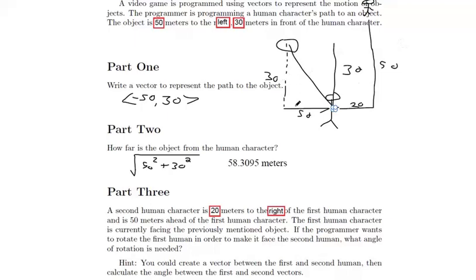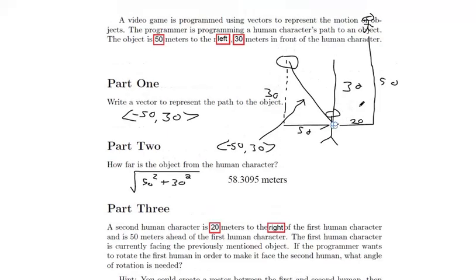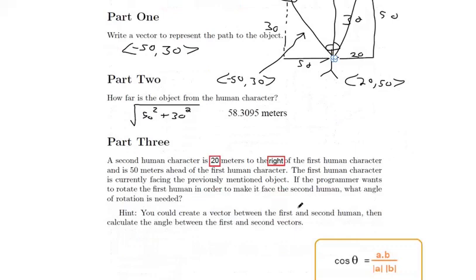Okay, so this hypotenuse that I drew, this is the vector negative 50, 30 from our origin. So we can make a vector for this, the straight distance to this second object. This would be 20 to the right, x component first, y component second. This is 15 forward, so that's positive. Make it face the second human.